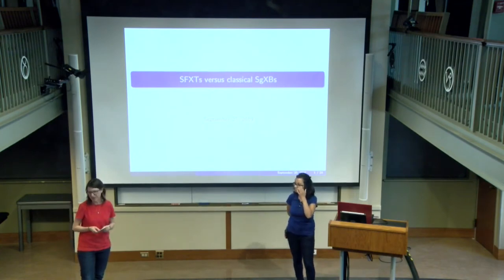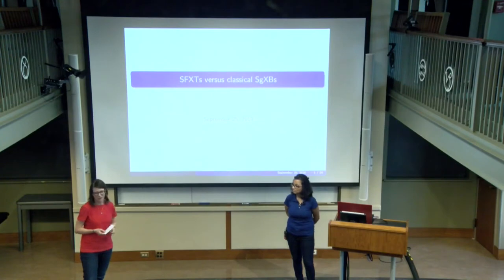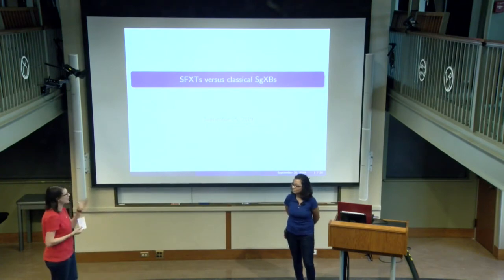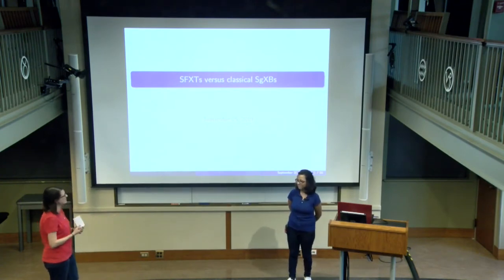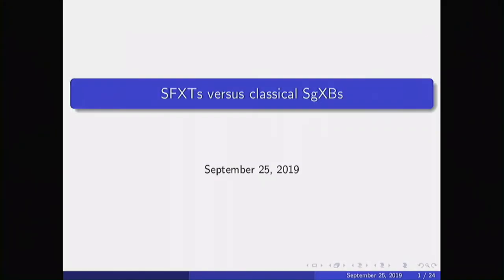She's an expert on timing and spectral analysis of neutron stars and binaries and isolated systems. And now that she's at MIT, she's also started working on solar wind diagnostics, both of massive stars and pulsars. So today she's going to be telling us about supergiant X-ray transients versus more classical HMXBs.